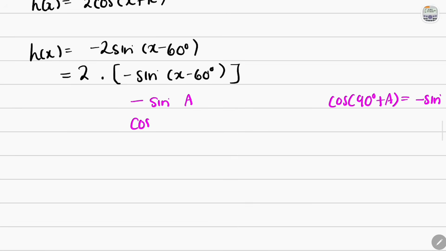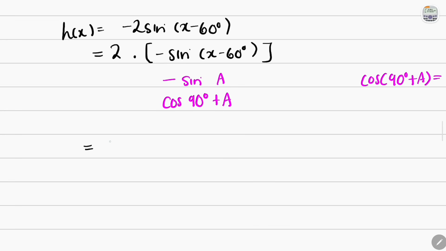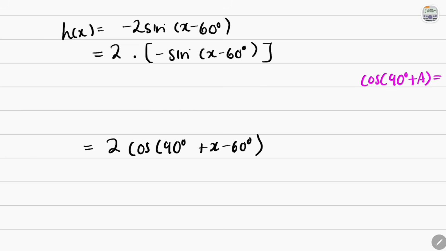So if this became cos of 90 degrees plus A, then you can see that the A we are referring to here is actually this angle, x minus 60 degrees. You see, negative sine of x minus 60 degrees is negative sine A. So in place of A, we'll just substitute x minus 60 degrees. So I'm changing this to 2 multiplied by cos of 90 degrees, and in place of A, I'm just saying x minus 60 degrees. It's just adding, so you can just say plus x minus 60 degrees. No sign changes because you're just adding.